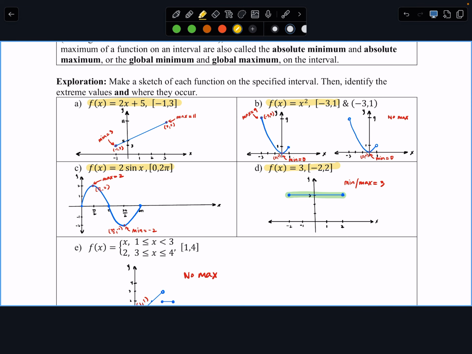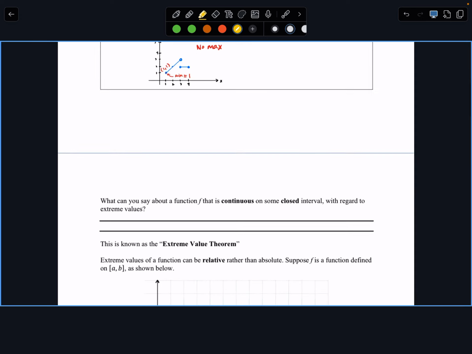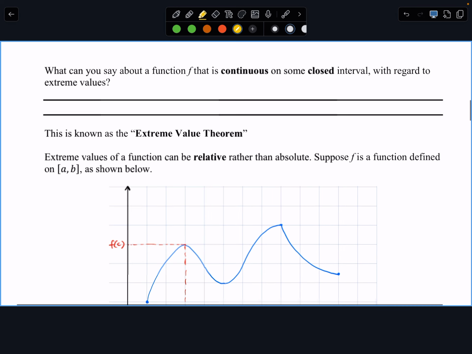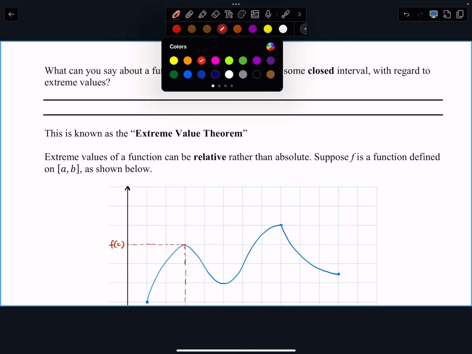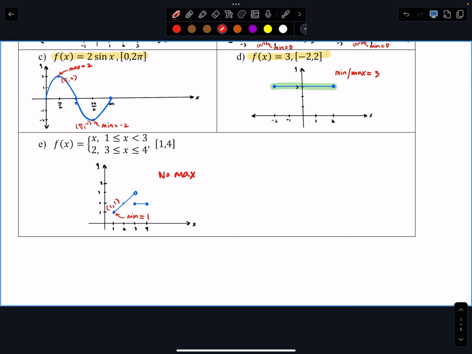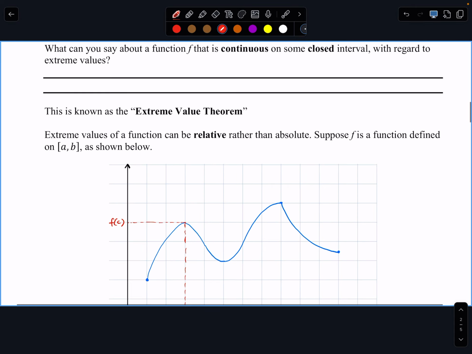Okay, so looking at those 4 graphs, what do we notice about all 4 in terms of extreme values? There's both a minimum and a maximum. So we can conclude that if a function is continuous on a closed interval, the function will have both a maximum and a minimum. Just above, didn't you say there's no maximum? The last problem? It's not continuous though. Okay. It has to be continuous on a closed interval, yeah.